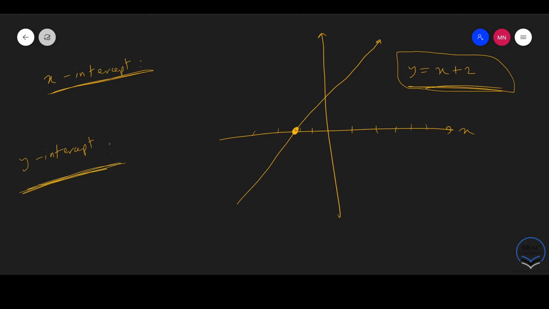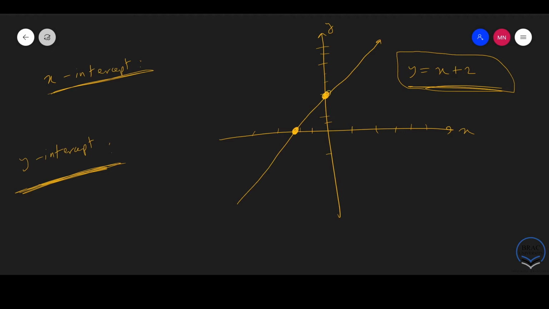And similarly for the y-intercept, we will look at the point at which our graph intersects the y-axis, right? So we will look for a point where the graph intersects our y-axis, and that will be this point over here, right? Now, how do we find the x-intercept and how do we find the y-intercept?